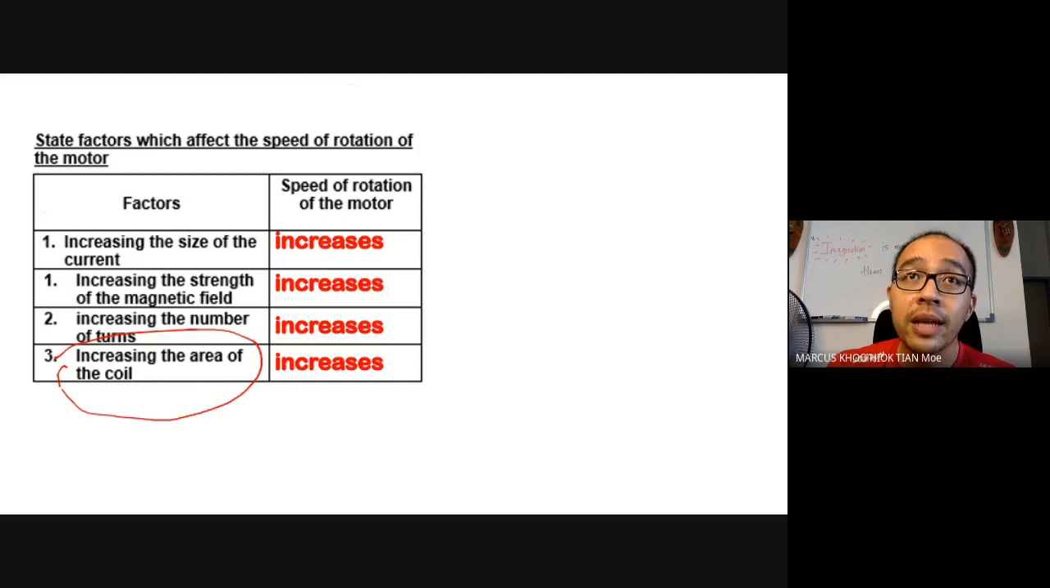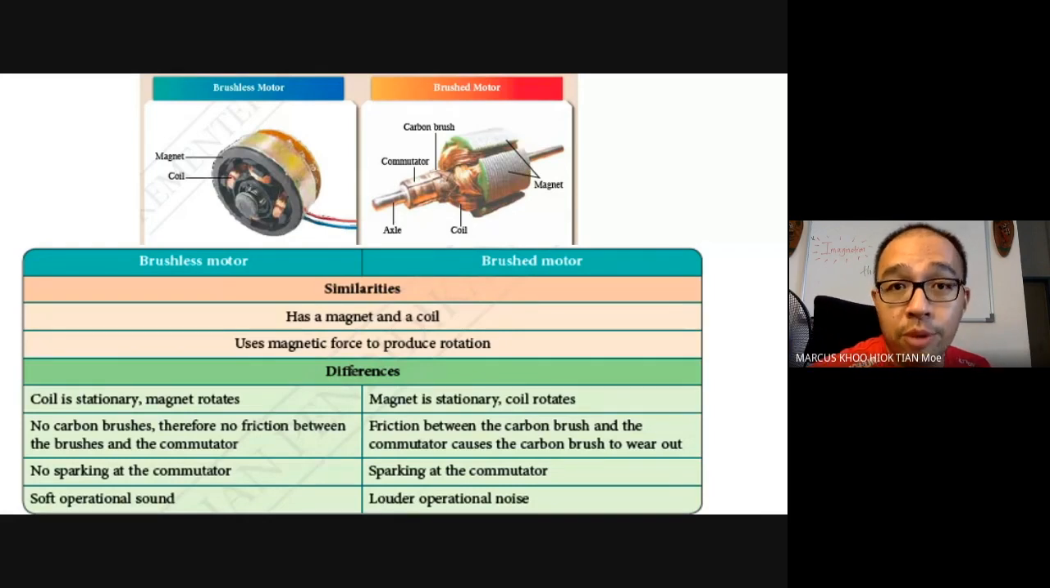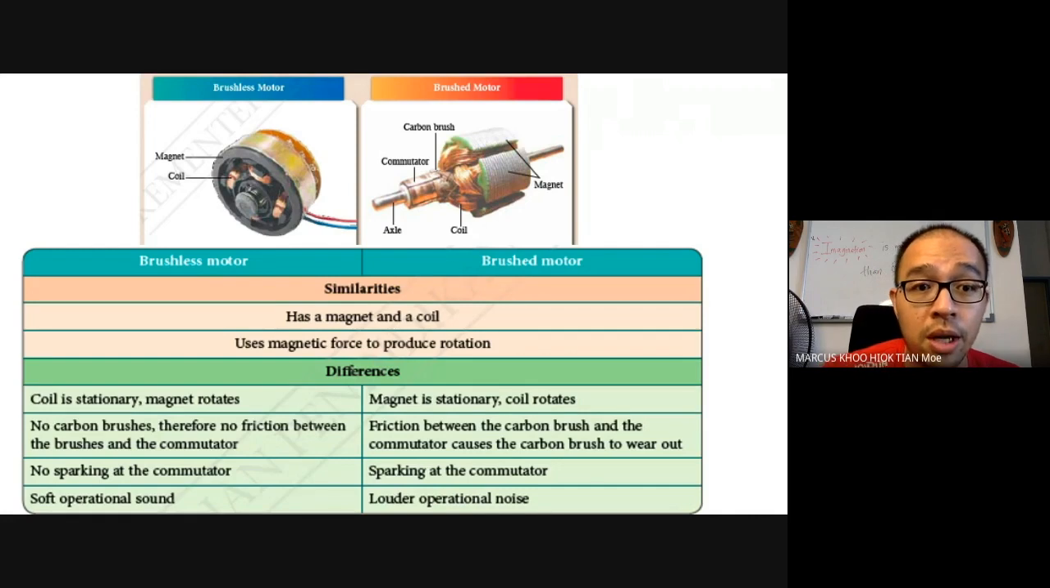There are many motors in this world, but we need to learn about these two. There are two types of motors. One is called a brushless motor, and the second one is a brushed motor. A brushed motor is the one that has the carbon brush, and the brushless motor is the one that doesn't have the carbon brush. We learn the carbon brush one first, because that's the basic one. But the brushless motor is a newer technology compared to the brushed motor.